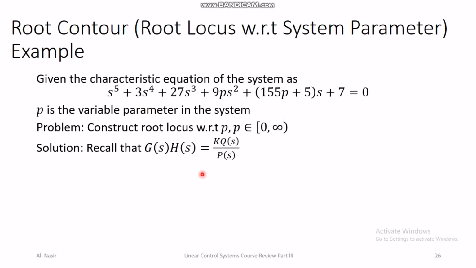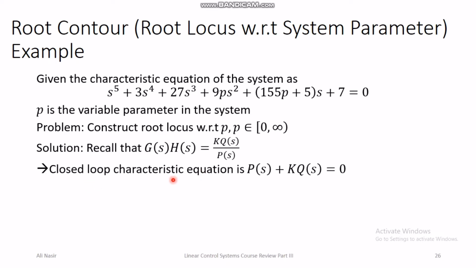Since in this original problem there is no open or closed loop, we create an artificial open loop transfer function. By doing that, we separate the coefficients or powers, the terms in this polynomial, with and without the parameter. So the terms with p are separated from the terms without p, and the terms that involve the p parameter are denoted by q of s, and the terms without p are denoted as p of s. I'll show you in a minute.